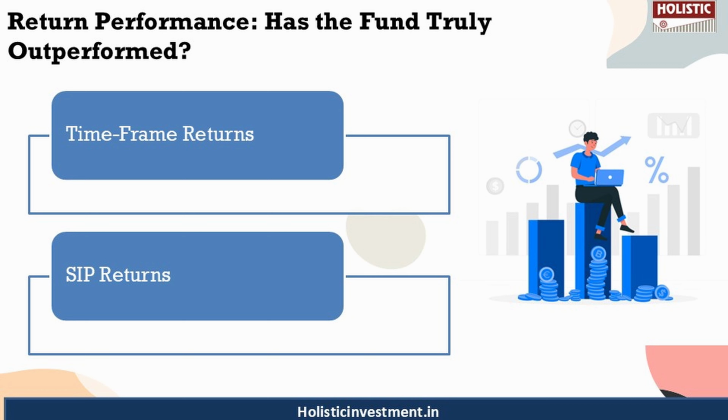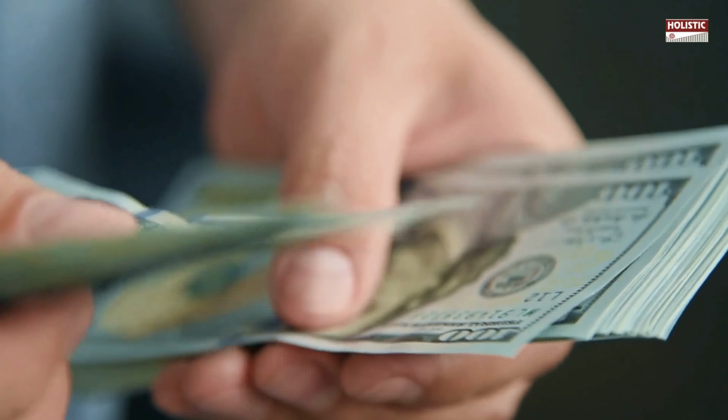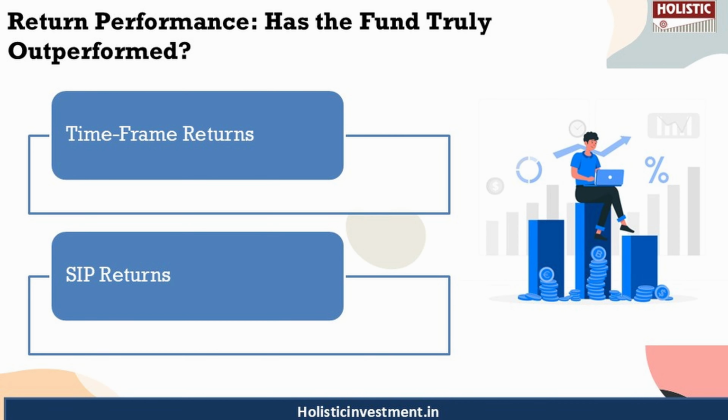And also number 2, SIP returns. Would 1,000 rupees a month since 2018 have doubled by now? Seeing SIP growth helps you trust the power of disciplined investing. If a fund trails its benchmark in 3 out of 4 key periods, do you really want to believe last quarter's spike is sustainable? Consistency beats fluke. Always check before you bet.